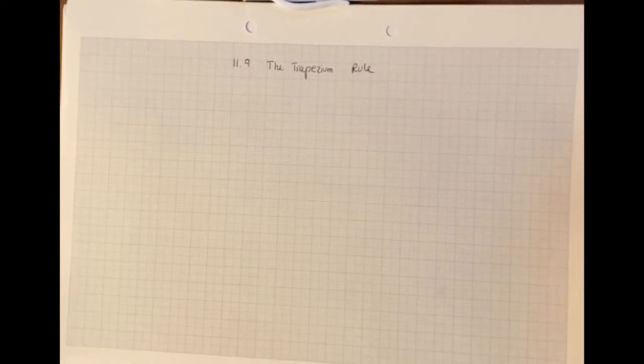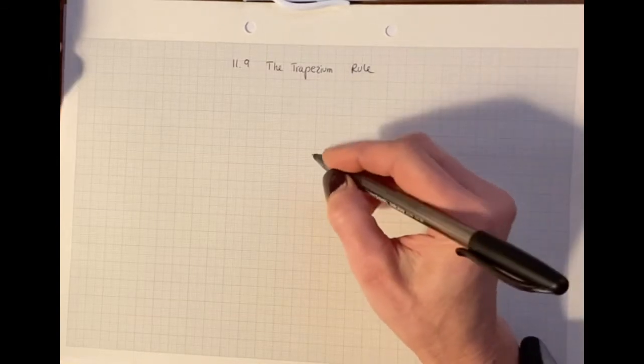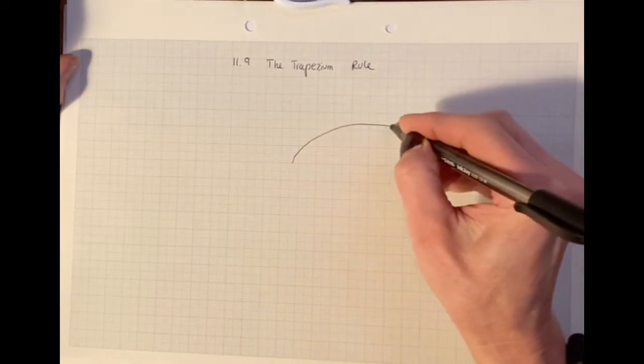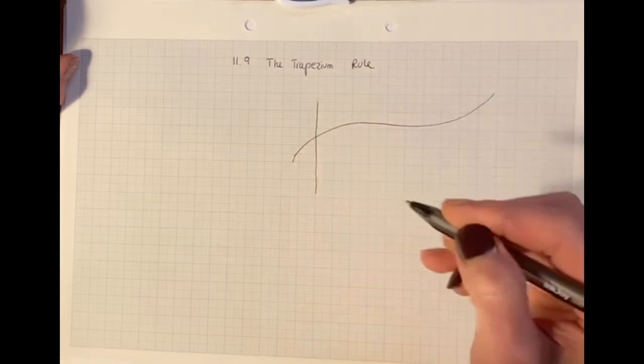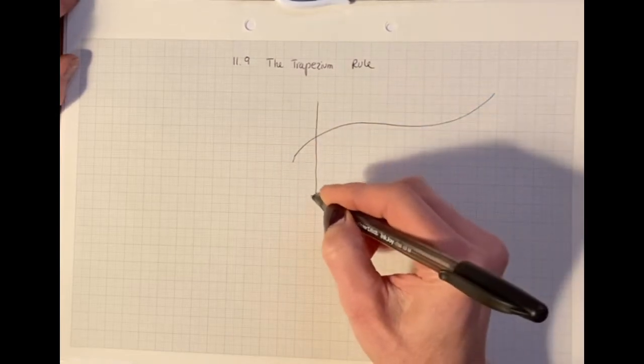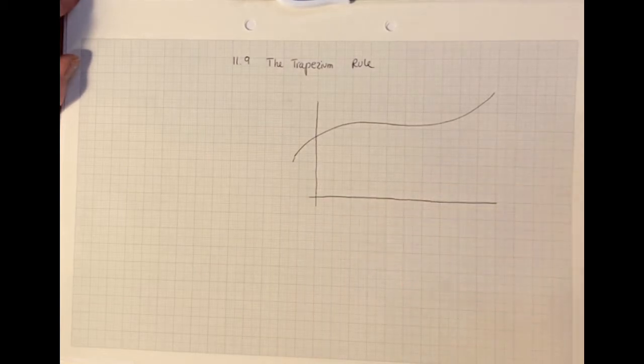Section 11.9, the Trapezium Rule. Not all functions can be nicely integrated, therefore it's not always easy to find the area under the curve. So mathematicians came up with some nice numerical methods of finding areas under a curve.